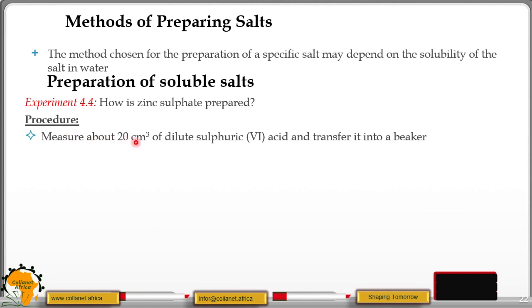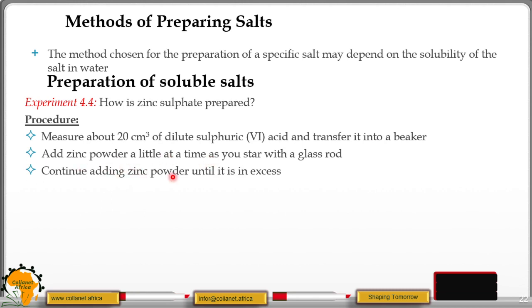Measure about 20 centimeters cubed of dilute sulfuric acid and transfer it into a beaker. Then you add zinc powder, a little at a time as you stir with a glass rod. Continue adding zinc powder until it is in excess. Remember, you use zinc powder in excess to ensure that all the acid has reacted. Filter the solution and pour the filtrate into an evaporating dish. The filtrate is the solution and the residue is the excess zinc.